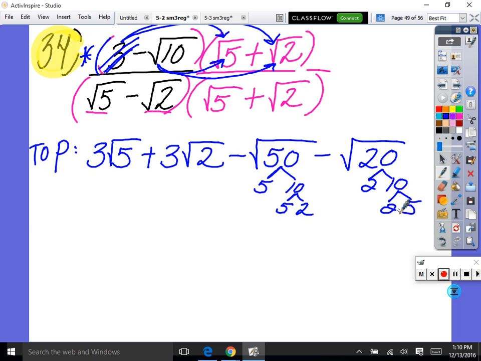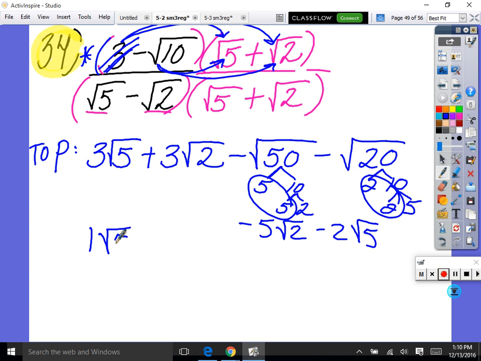Right? So, isn't this piece 5 minus 5 square roots of 2? Don't forget the minus. This is minus 2 square roots of 5. Okay, let's combine like terms. 3 square roots of 5 minus 2 square roots of 5 is how many square roots of 5? Yep, 1 square root of 5. We don't need to write the 1. Now I'm crossing those out because we just combined those. 3 square roots of 2 minus 5 square roots of 2 is how many square roots of 2? Okay, perfect. That was all just the top.